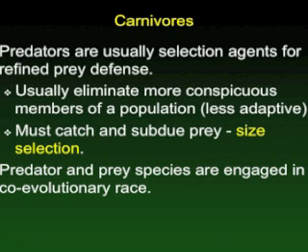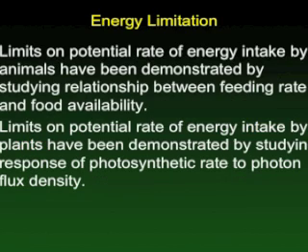Now there is a limit to how much energy plants and animals can take in. When you think of plants, the photon flux density actually gets to a point where the plants can't react to that any further. And in terms of animals, animals can get to the point where they're full and they just can't eat anymore, even though the food is available.